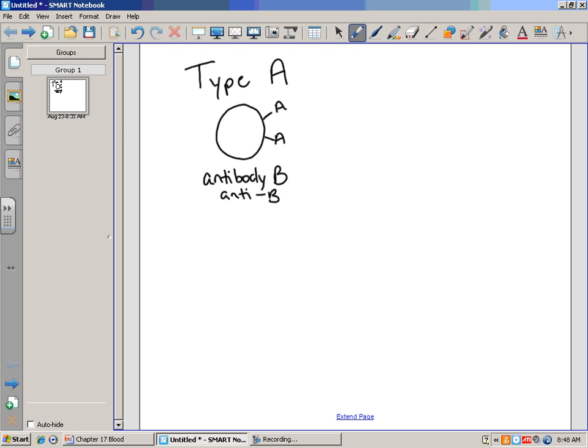Now let's do type B. So what type of antigen is he going to have? He's going to have actual B's on the surface of his red blood cells. What type of antibodies can he have? Anti-A. See, this isn't hard, right?